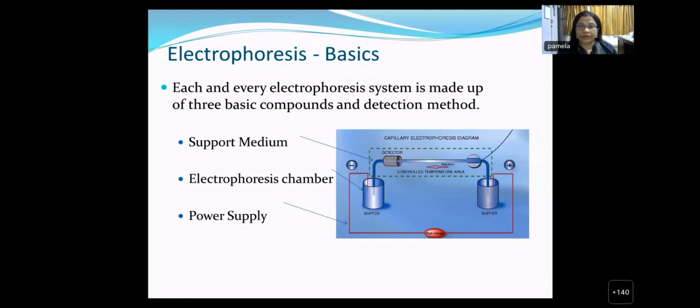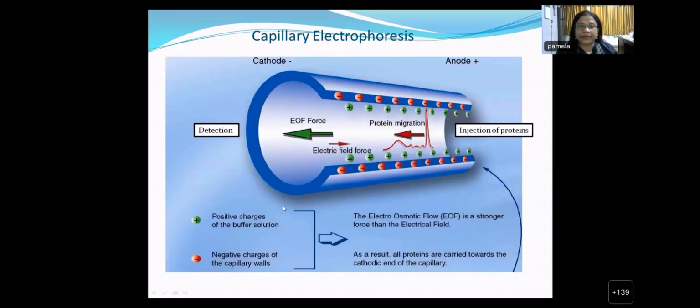The basics of electrophoresis: any electrophoretic system is made up of three basic components. You have the support media. Earlier, and in some places even now, electrophoresis is done on an agarose gel. So basically you have the support media, the electrophoresis chamber containing the buffer, and the power supply. So in capillary electrophoresis, the principle is like this.